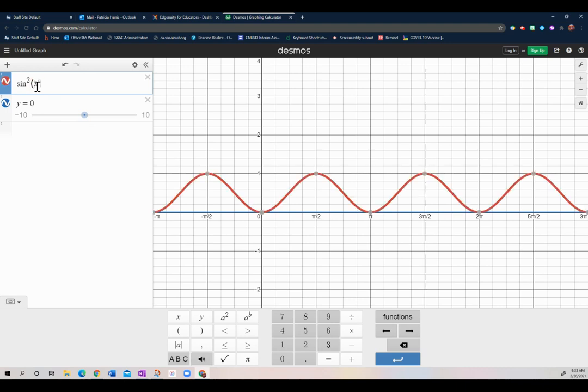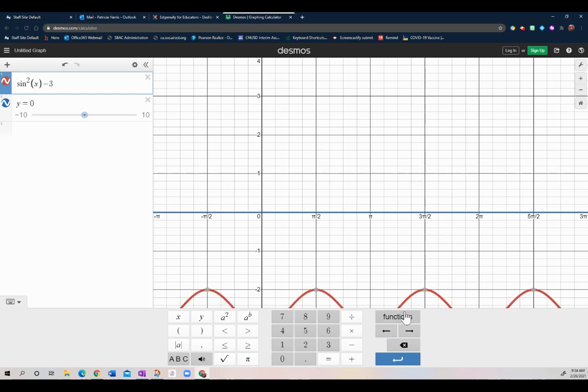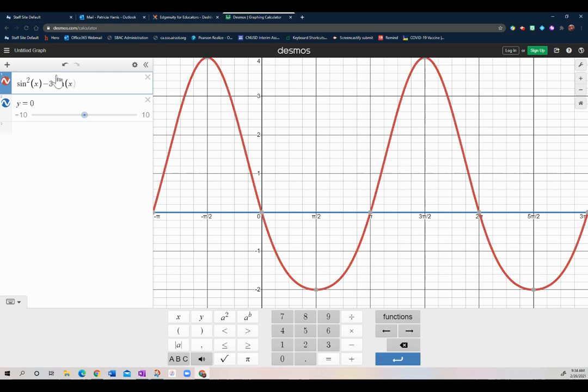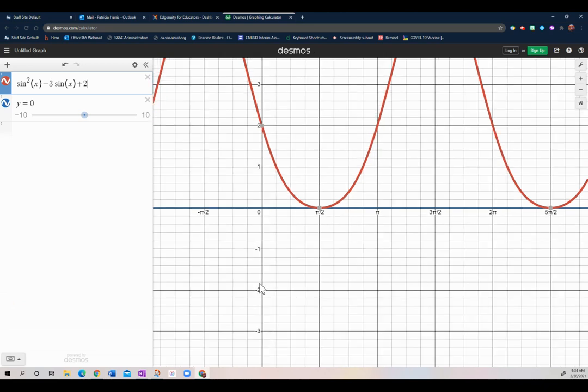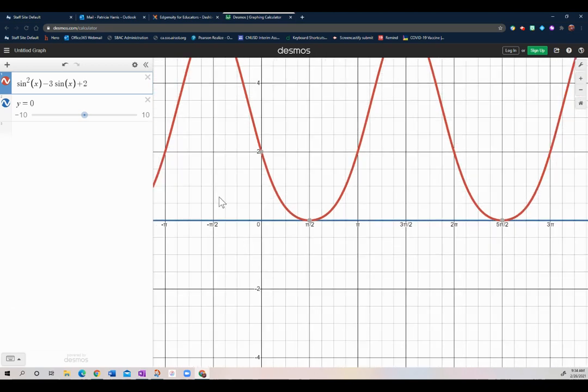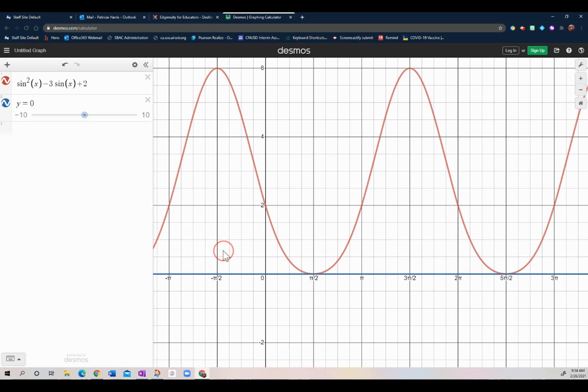Okay, then I got to put an x, and I'm going to do minus 3 functions sine x. Okay, make sure I get out of my sine. Plus 2 equals 0. Okay, again, this is an equation. Okay, we can get rid of the keyboard by doing this. Okay, and then we can zoom in and out if I need to. I can even drag it if I click on it and hold. Okay. Now this is all solutions.